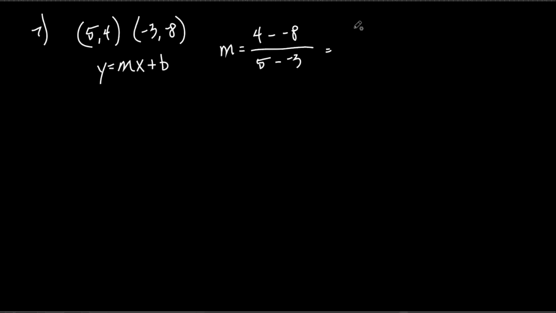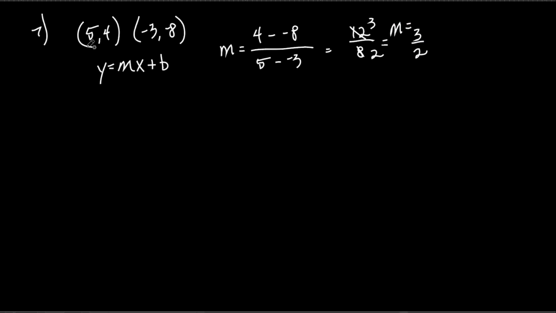4 minus a negative is plus, so that would be 12, and this is 8. But we're not going to keep it 12 over 8. What do we do with fractions? We always reduce. 4 goes into this 3 times. 4 goes into this twice, and so it's 3 over 2. That's my slope.